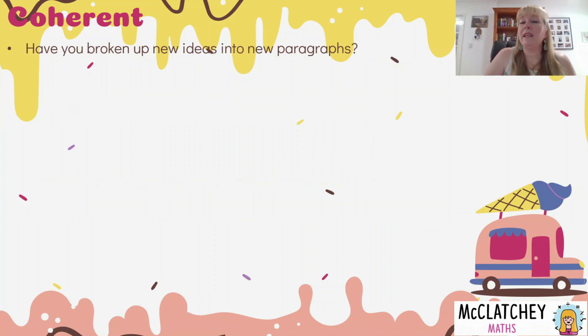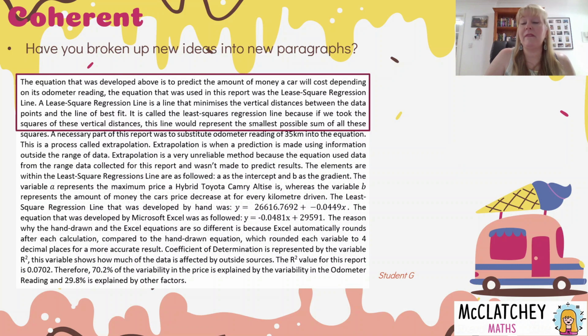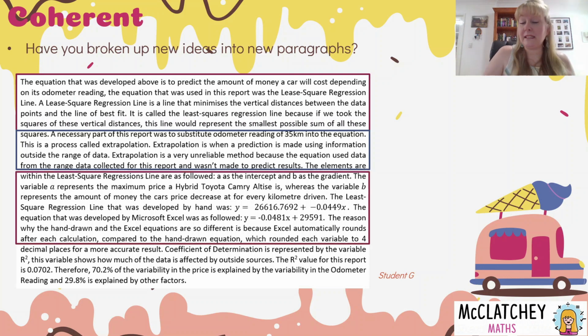Also think about breaking up new ideas into new paragraphs. So you can see this is one student's section, part of their evaluation. They've actually got a number of ideas in this particular big paragraph. Here's their first idea. It's about the equation that they developed. And then they've moved on and started talking about extrapolation. Then they've gone back to their first idea and started talking about the least squared regression line again, and then they've moved on to a fourth idea, which is coefficient of determination.